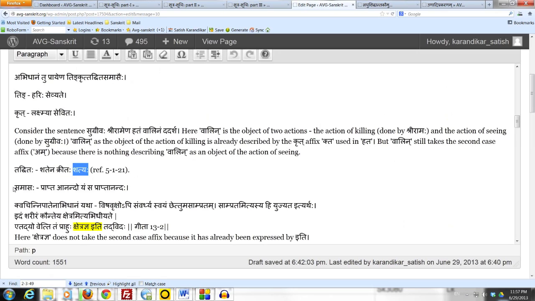Let us now take the case of a compound. We have not just studied the topic of compounds, but we can just look at this example for the purpose of assigning the correct vibhakti. This is a bahuvrihi compound. Praptaha Anandaha yam saha. Prapta anando yam sa praptanandaha. So he whom happiness has reached. So he is the one to whom happiness has reached. So the object of reaching is clearly him, this person.